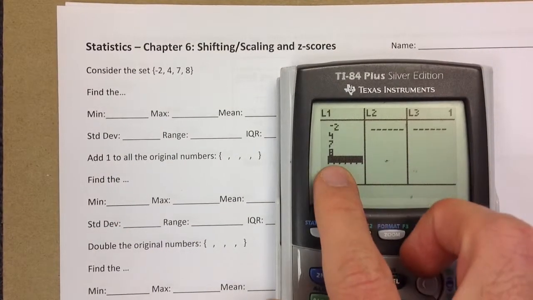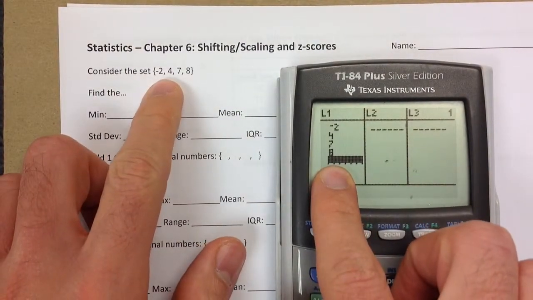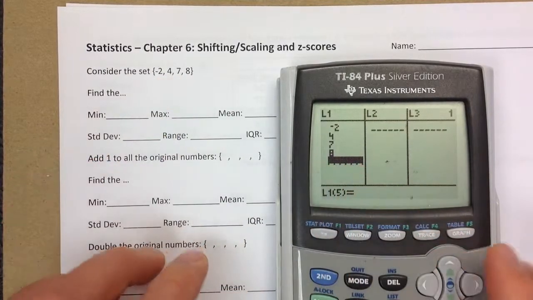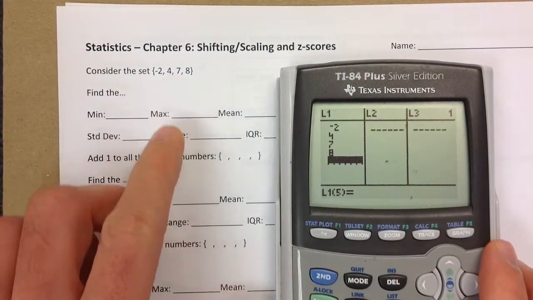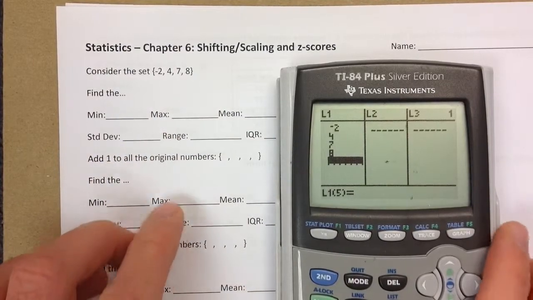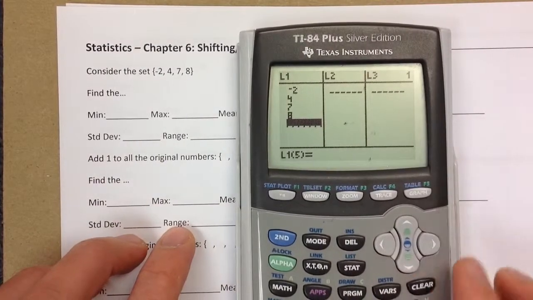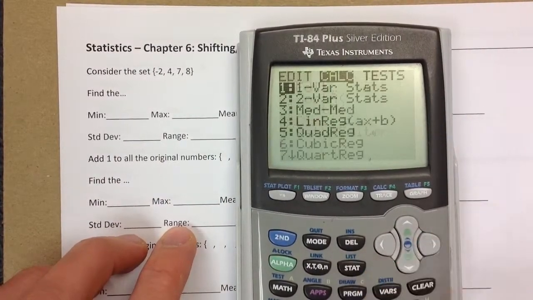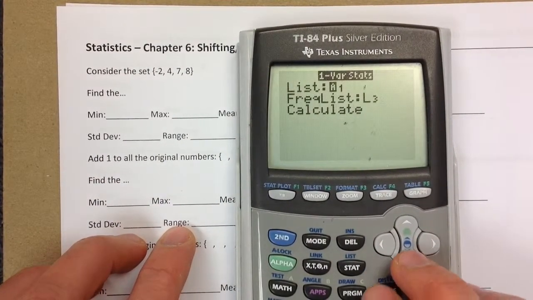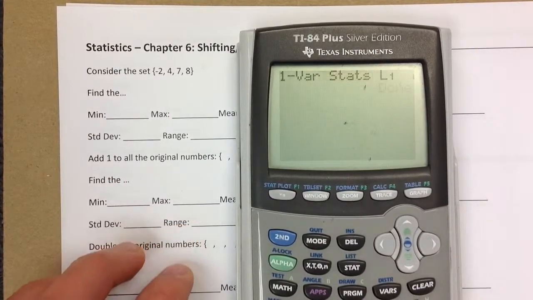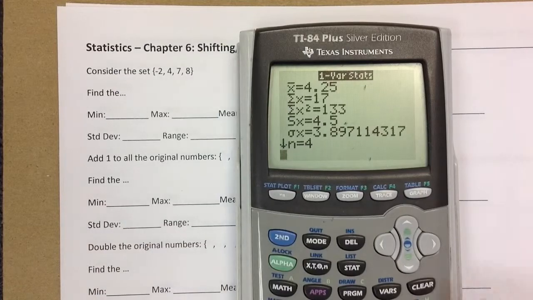So what you've noticed here is I've placed the 4 numbers from this set into L1 to help me explore. Of course, I could have done this by hand, but I don't think it's necessary. And we want to find a bunch of descriptive statistics for this. So I think you know how to do this by now. Stat calc 1 on L1, no freq list, and calculate. And there we go.